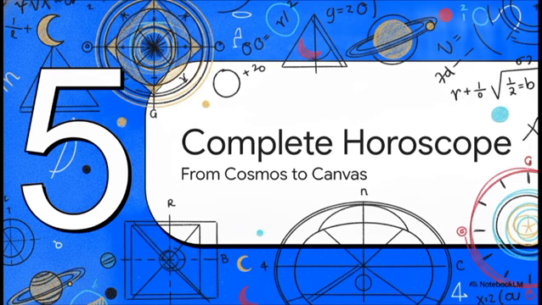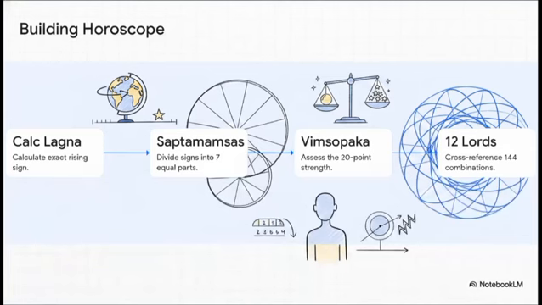Let's bring it all together in Section 5, Constructing the Complete Horoscope, from Cosmos to Canvas. So how on earth does an ancient scholar synthesize all of this astronomy and heavy math into a functional blueprint? Well, building the final horoscope is a super intensive computational process. First, you have to calculate the exact rising degree, the logna.